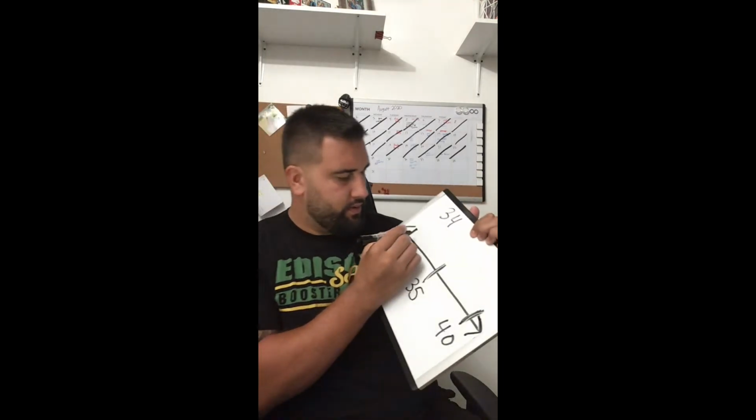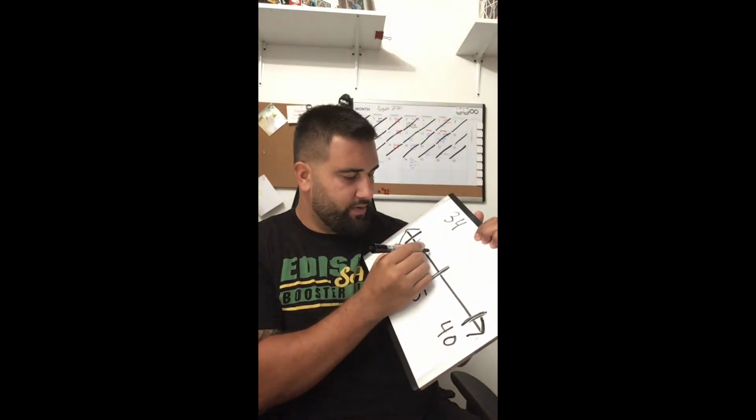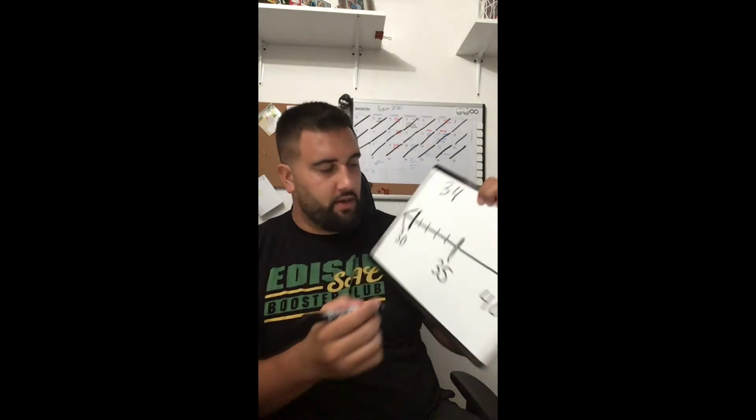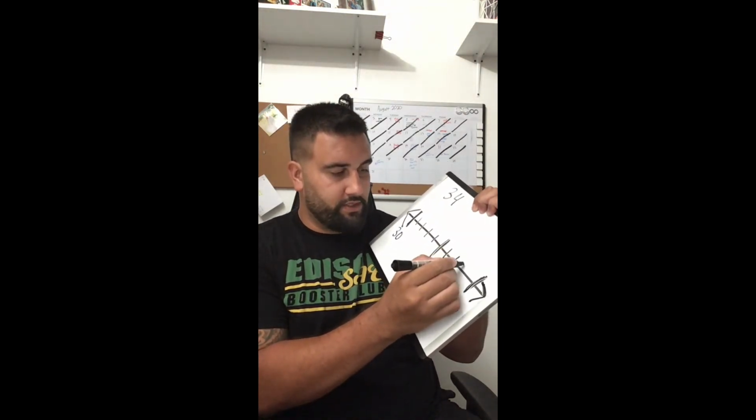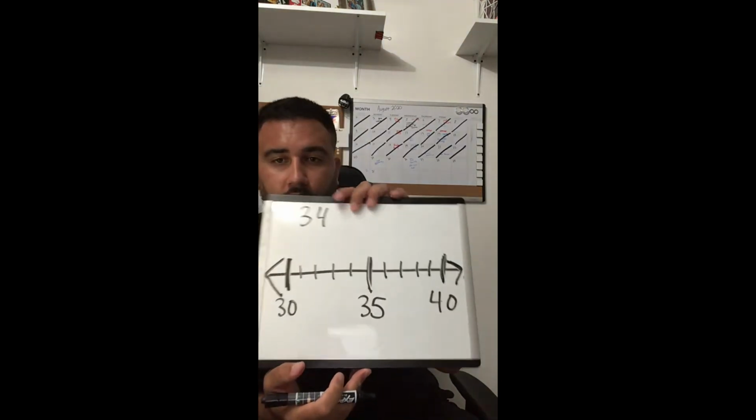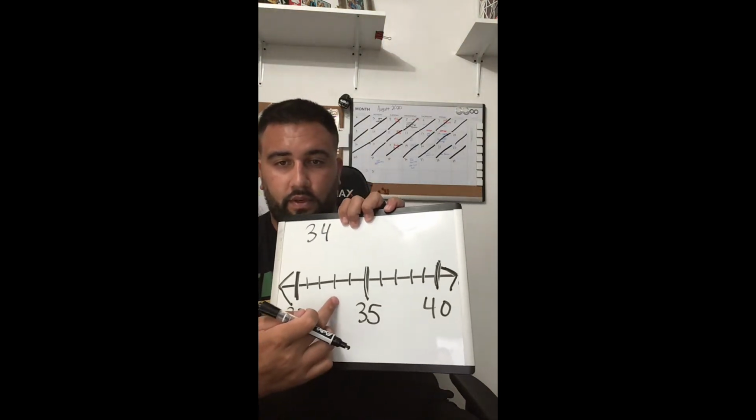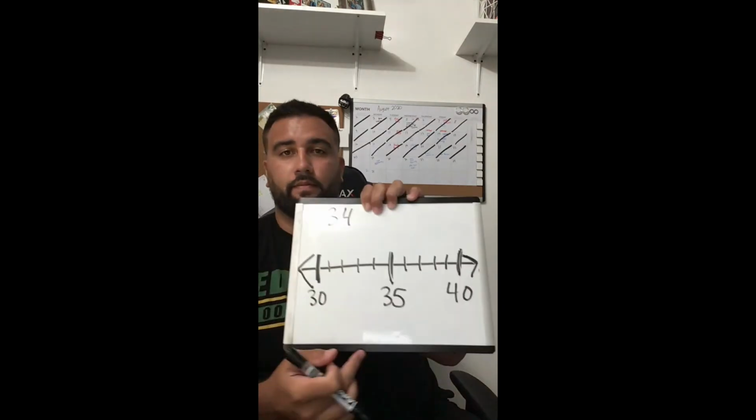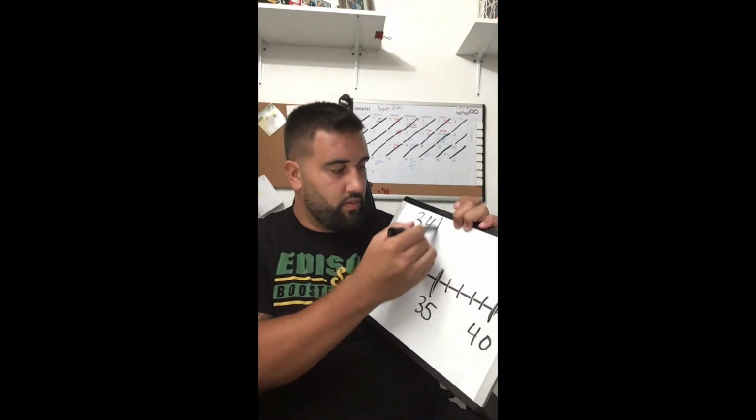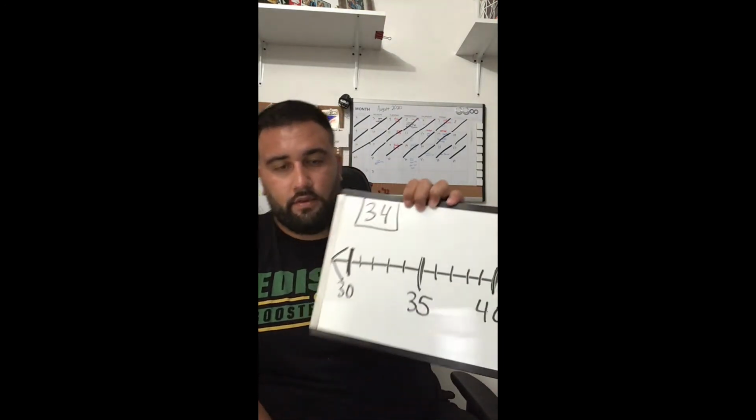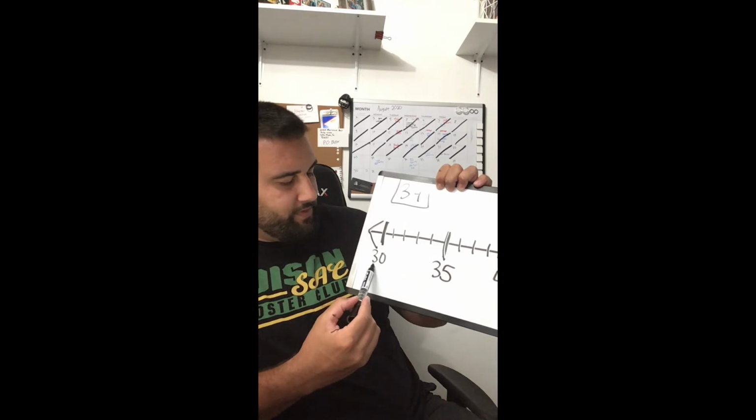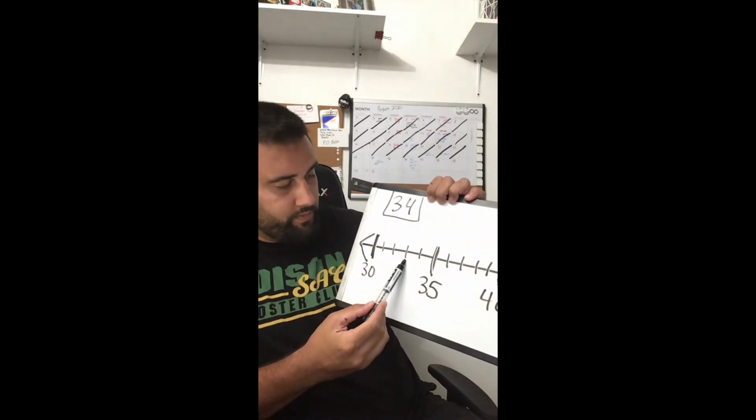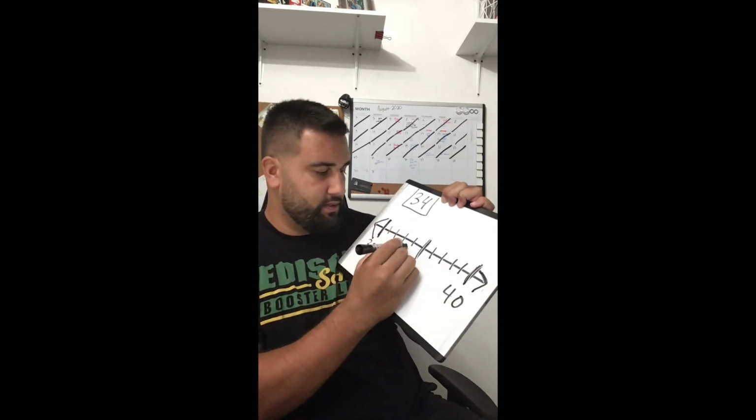Okay, so what we're going to do, we're going to make little notches. Because we have 30, 31, 32, okay? And now we'll make 4 more notches. Here. So we have 31, 32, 33, 34, 35, 36, 37, 38, 39, and 40. Okay? Now we're going to figure out where 34 goes. Okay, now we count through together. We have 30, 31, 32, 33, 34, there it is.